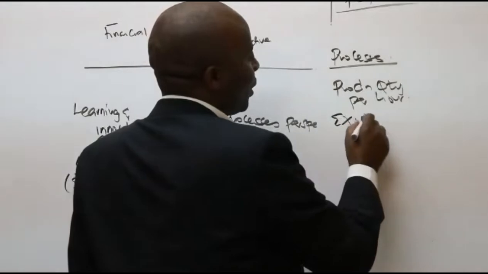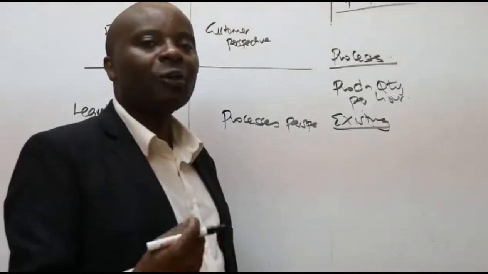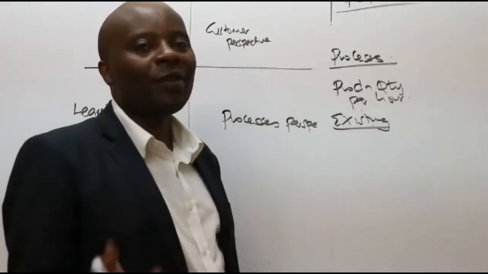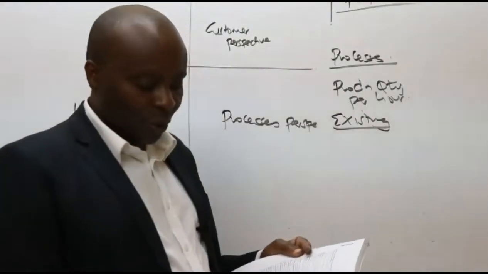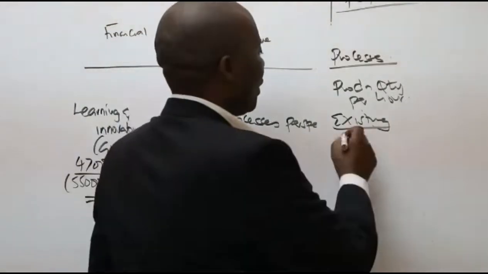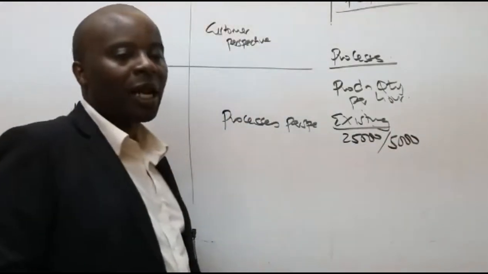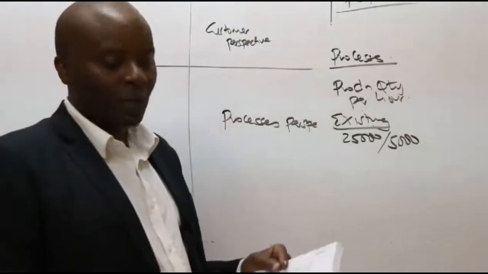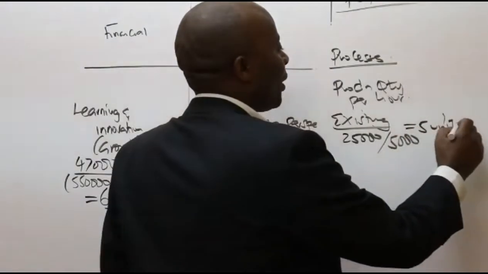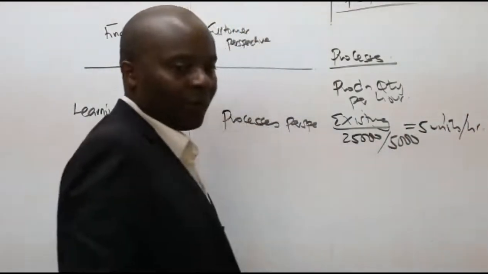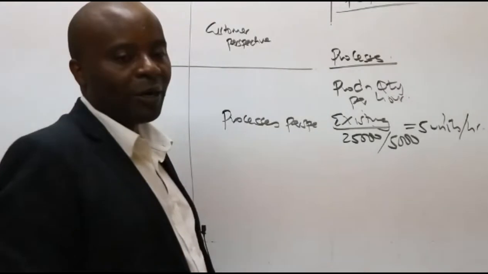So we start with the existing. Then I'll take what divided by what, because I would want to see whether I'm able to churn out more products every hour. For the existing, the production quantity was 25,000 divided by the existing product hours, which are 5,000. Can you kindly give me this figure? This must be 5 units per hour.